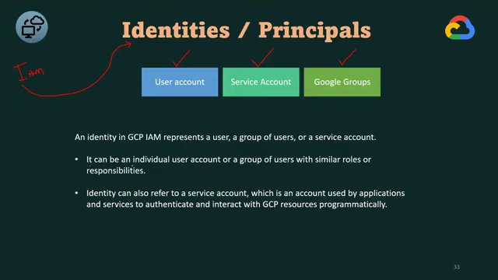An identity can be an individual user account or a group of users with similar roles or responsibilities. An identity can also refer to the service account, which is an account used by applications and services to authenticate and interact with the GCP resources programmatically. Okay, so this is what identities are, guys. So an identity can be a user account or a service account or a group of accounts.